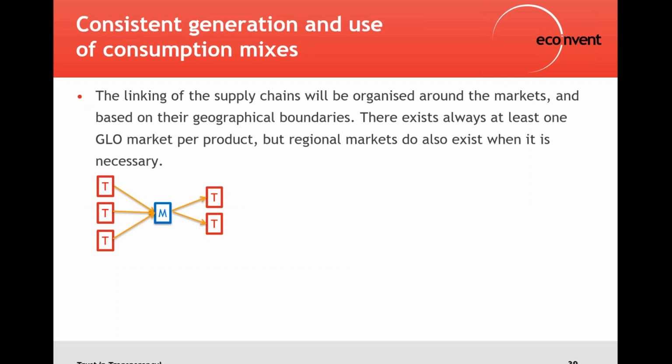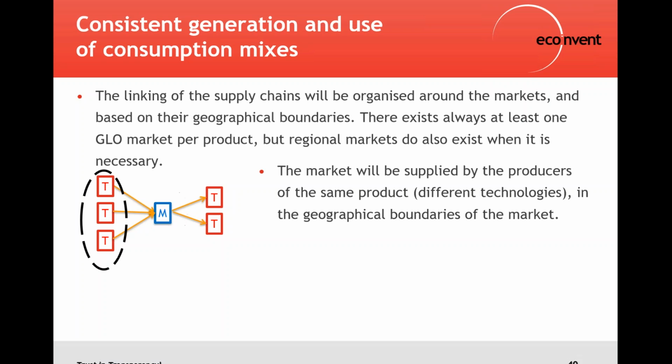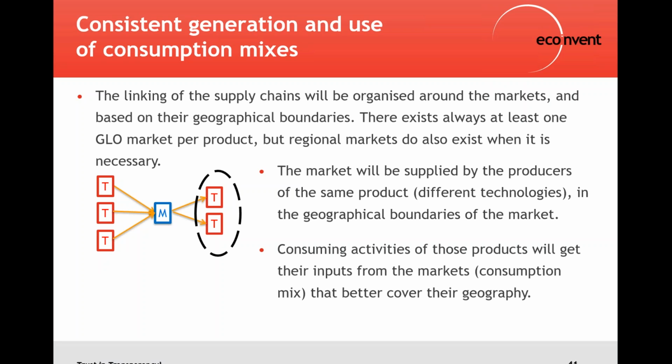Let's go a little bit into the detail on how the consumption mixes, so the markets, are generated and then used. The linking of the supply chains will be organized around the markets and based on the geographical boundaries of the markets. There will always exist at least one global market per product, as we said, but regional markets will also exist when it's necessary. The market will be supplied by the producers of the same product, different technologies, in the geographical boundaries of the market. And the consuming activities, the activities that consume this output of the consumption mix, will get their inputs from the markets that better cover their geography. So the geographical location of all those activities is essential, and it's matching through the supply chain.